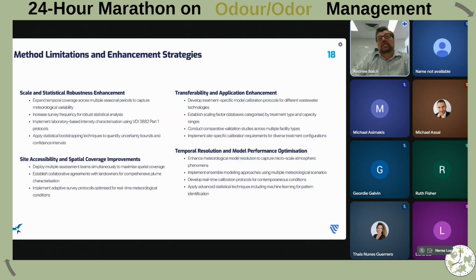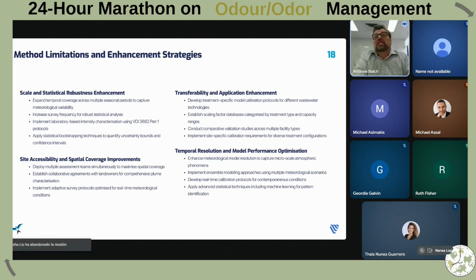We've acknowledged several limitations requiring enhancement for broader method application. We identified the need for expanded temporal coverage across multiple seasons, increased survey frequency, and laboratory-based odour concentration intensity relationship characterisation using the VDI 3882.1 protocols. Enhanced spatial coverage requires multiple assessment teams and better land access to survey locations. For transferability in the wastewater sector, we must develop wastewater treatment specific calibration protocols and scaling factor databases across facility types.